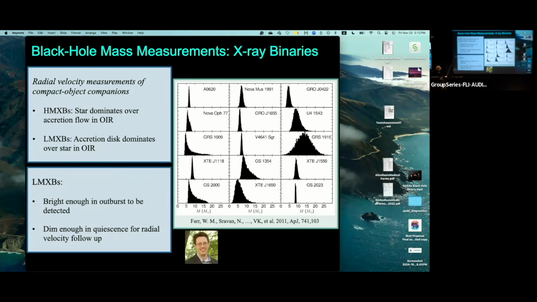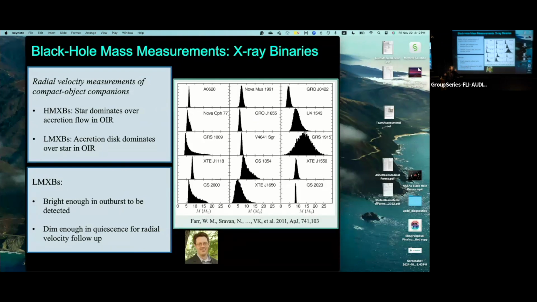What's needed for a dynamical mass measurement is that we need to measure the motion of the companion. And in order to measure the motion of the companion, we need to be able to detect the companion. This is low mass X-ray binaries. The star is 1 or 2 solar masses at best. Maybe it's half a solar mass, so it's not easy to detect.